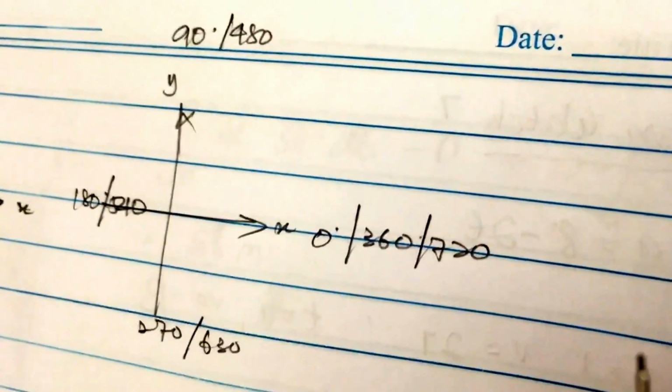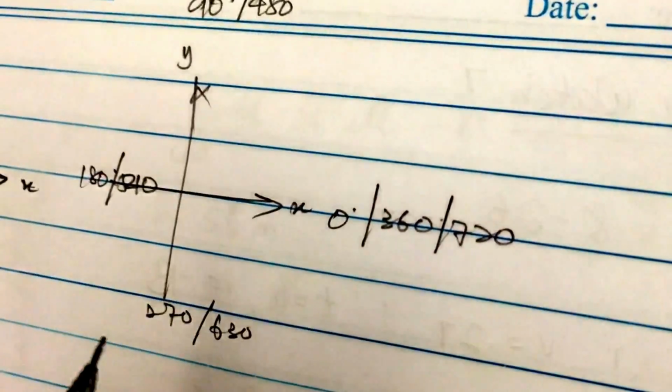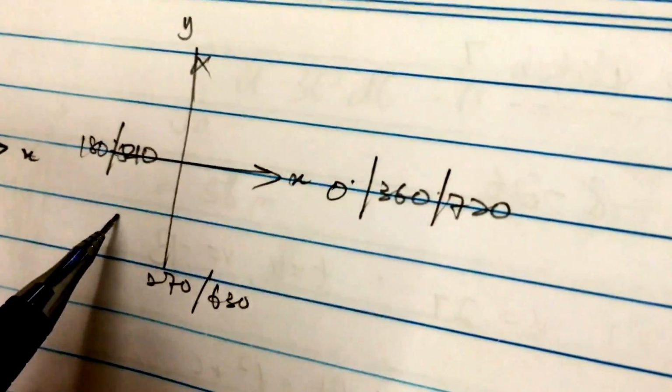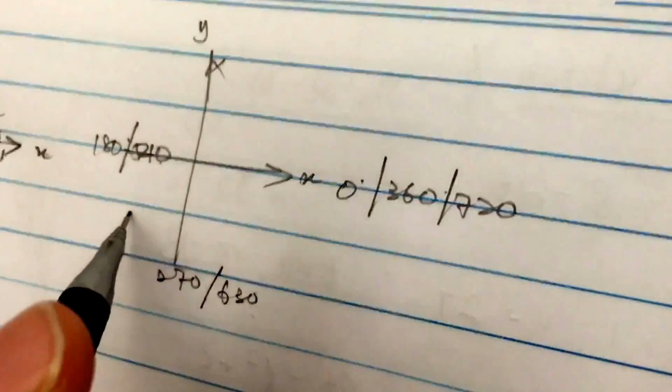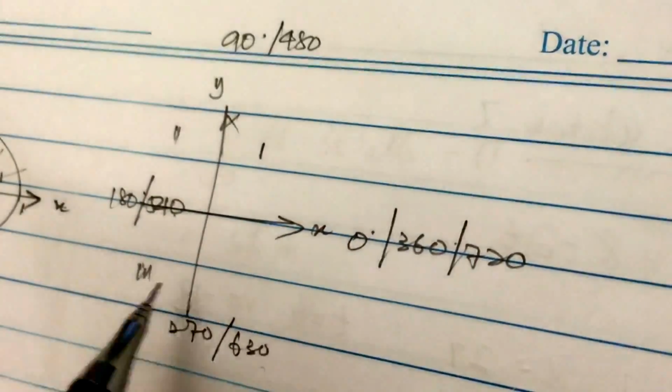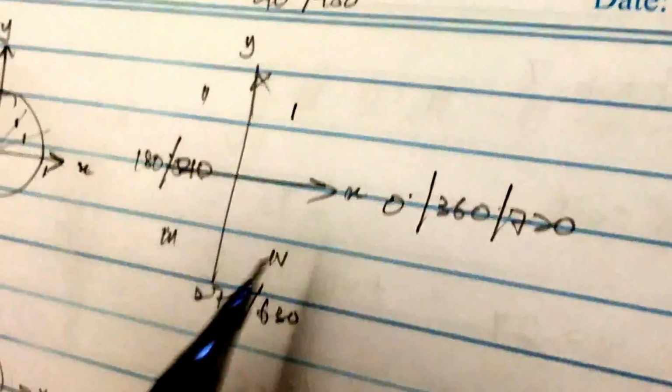628 degrees, what quadrant? So 628 degrees is between 540 and 630, right? So 628 degrees is in the third quadrant. This is first, second, third, and fourth. Now this is in degrees. You can also express it in radians.